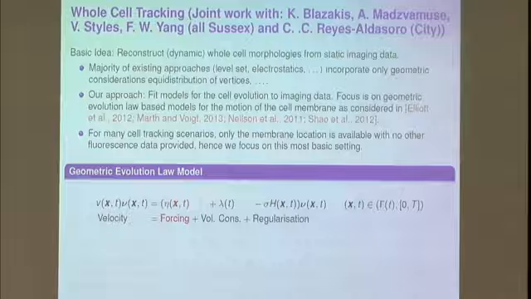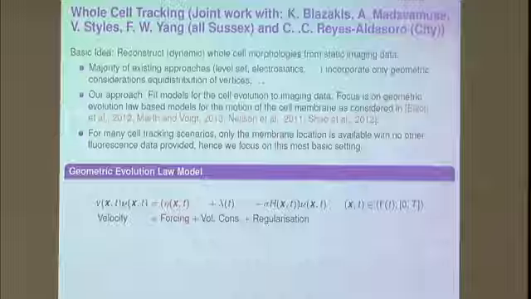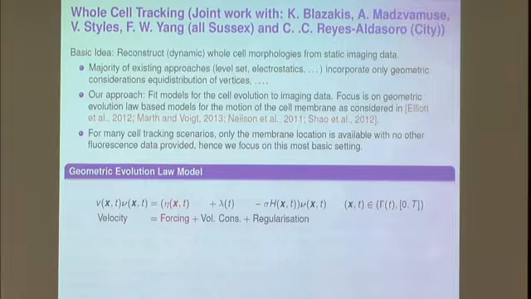And the unknown that I'm going to try and find is this forcing, eta, such that the evolution of the solution to this model equation is as close as possible to the experimental imaging data. One way of interpreting this equation is that the normal velocity of our boundary is given by this forcing. We have a term that incorporates volume conservation.